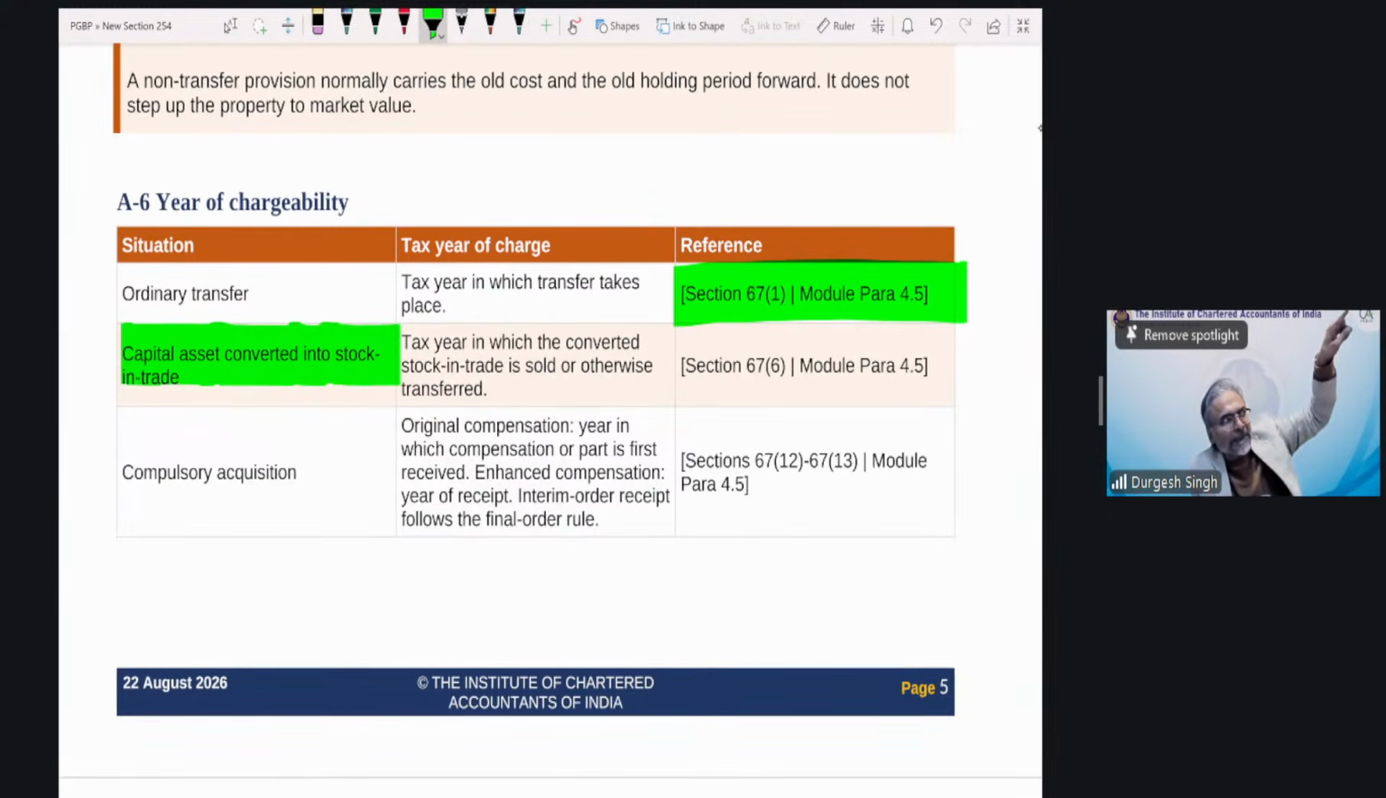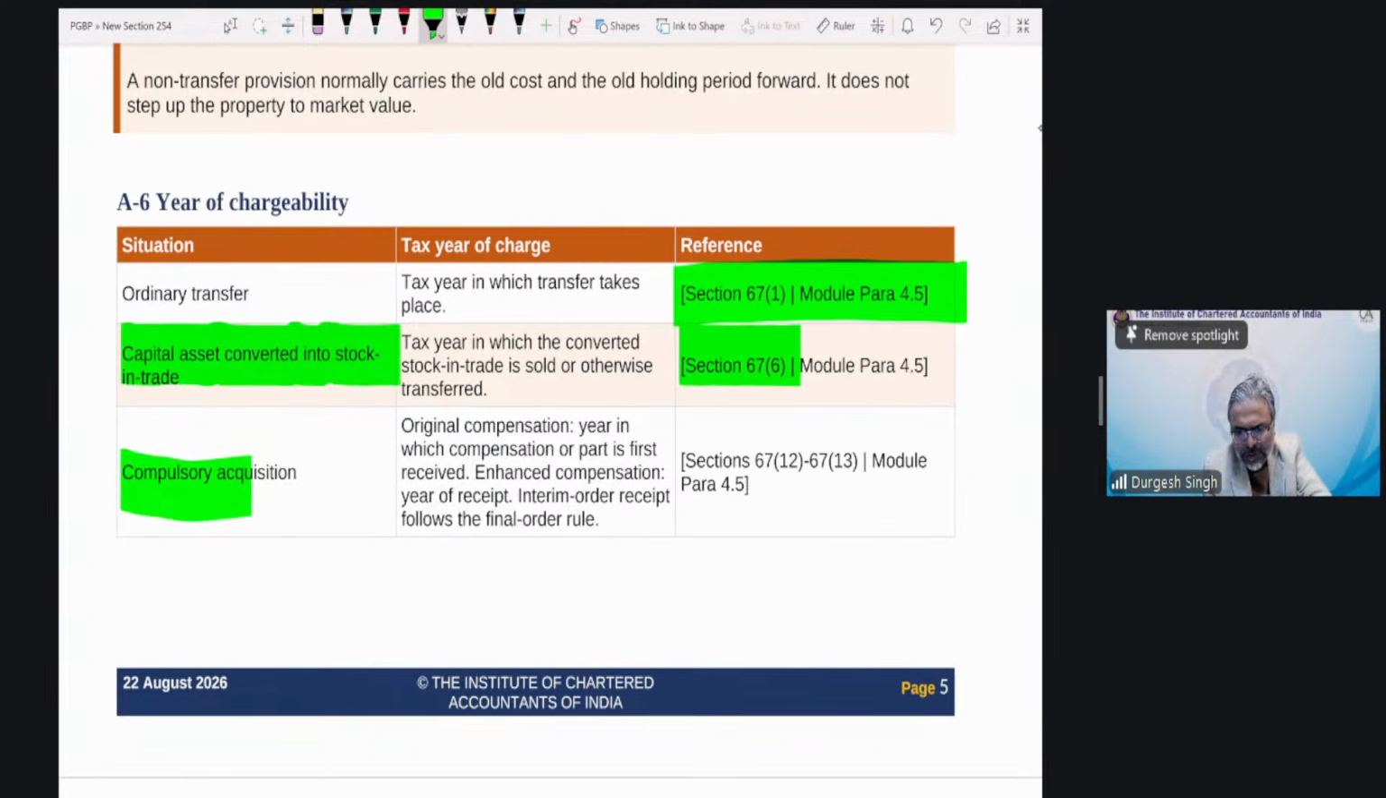So that capital asset is now getting converted into stock in trade. If the capital asset is converted into stock in trade, we know that it is a transfer, but the chargeability is postponed to the year in which the stock in trade is actually sold. That is what we are aware of. So that is about this section 67.6. We have already discussed this. I'm just revising this from the point of view of the real estate transaction.